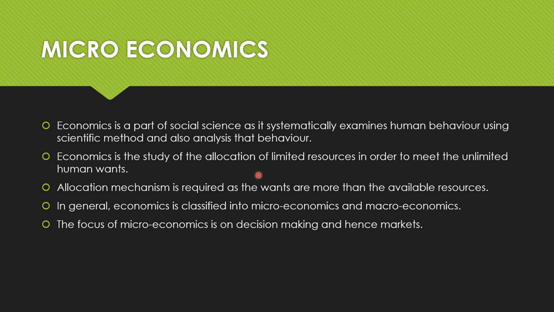Now, human wants are unlimited. Today, I want a car. Tomorrow, I'll say I want a costlier car. Then after that, I'll want an aeroplane. Then I'll want something else, even bigger. So the wants of humans are not ending. So we have to use those limited resources in order to meet the unlimited human wants. So in economics, we study how the allocation of these limited resources is to be done to meet the unlimited human desires.